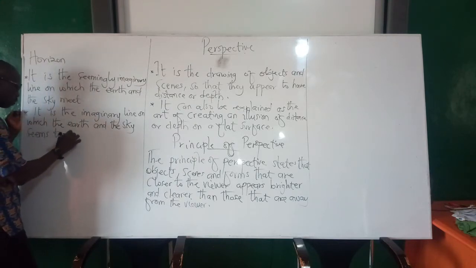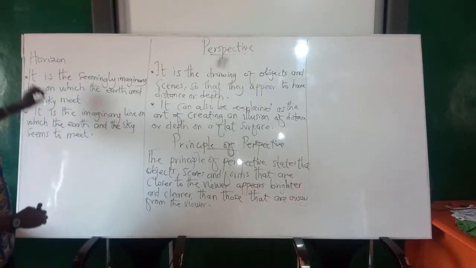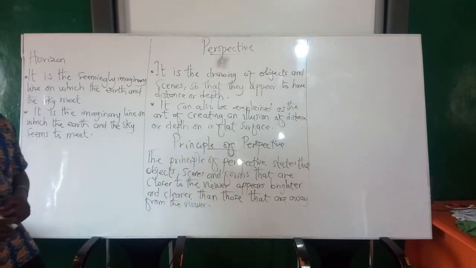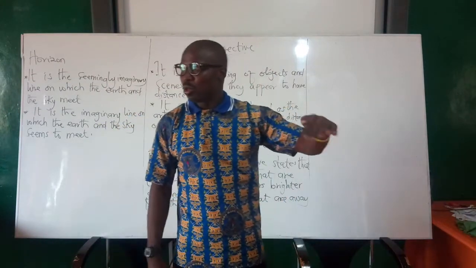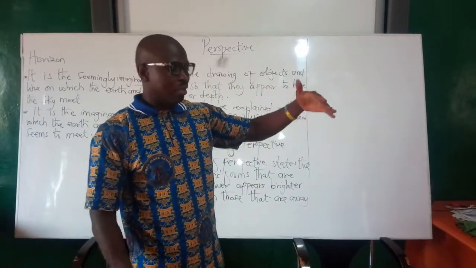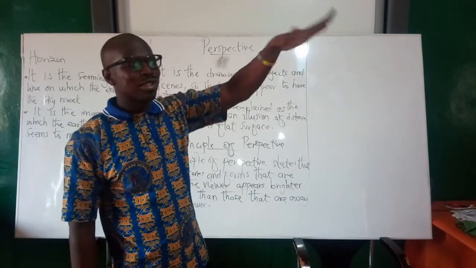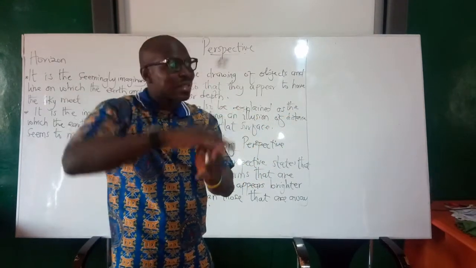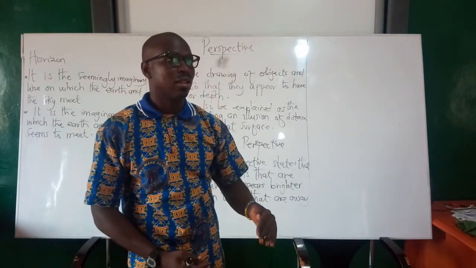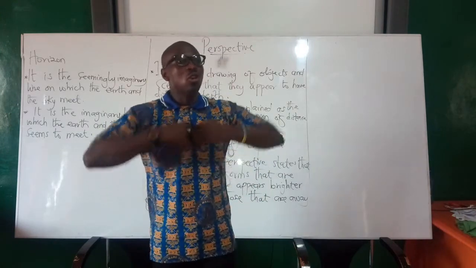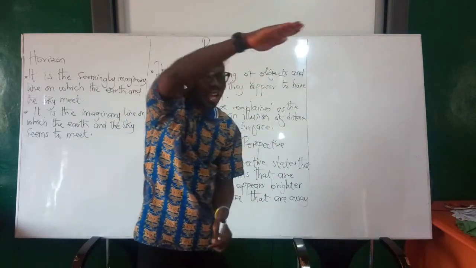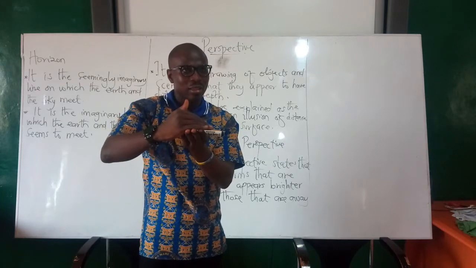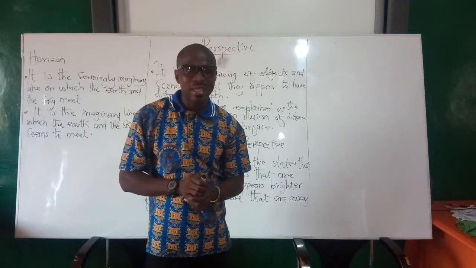The seemingly imaginary line on which the earth and the sky meet, or it is the imaginary line on which the earth and the sky seem to meet. Now, when you look from afar, let's say you come outside of your house and you look from afar, you will see that there is a point where the earth and the sky seem to meet, as if the sky has fallen on earth. On that line it will look like the sky has fallen on the earth. That line is what we call horizon.